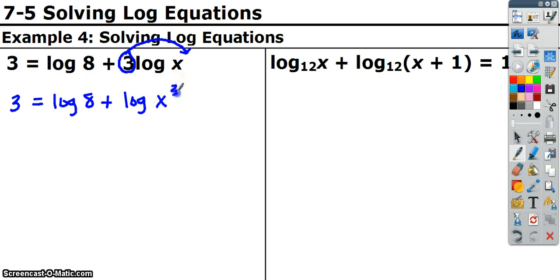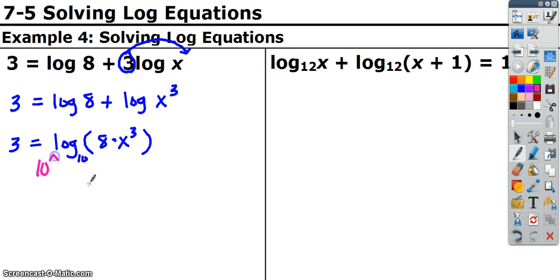x cubed. Then we combine them together using our addition property. This will be log of 8 times x cubed. Remember, when you're adding two logs with the same base, you can multiply the arguments of those logs together. Now to get rid of the log, you need to raise it to the power of whatever the base is. This is one of those logs that doesn't have a base, so that means it's a base of 10. So to get rid of this log, we need to raise both sides as a power of 10.